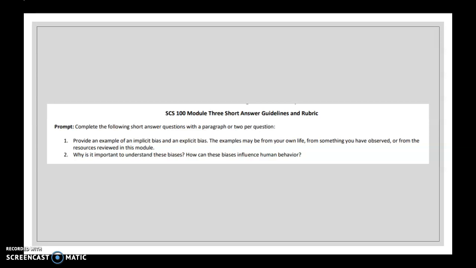And once you provide these examples, you will be discussing why it is important to understand these biases. You could also just talk about why it's important to understand biases in general. And you will also need to discuss how biases influence human behavior.